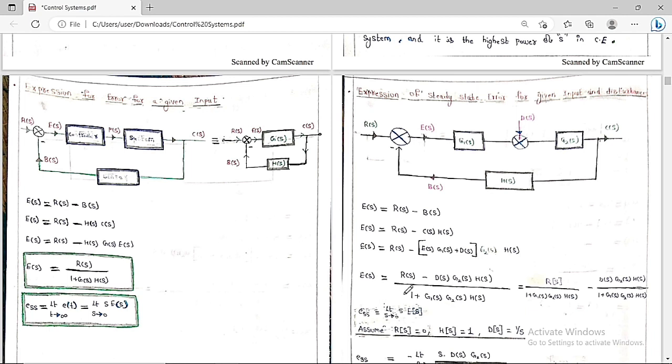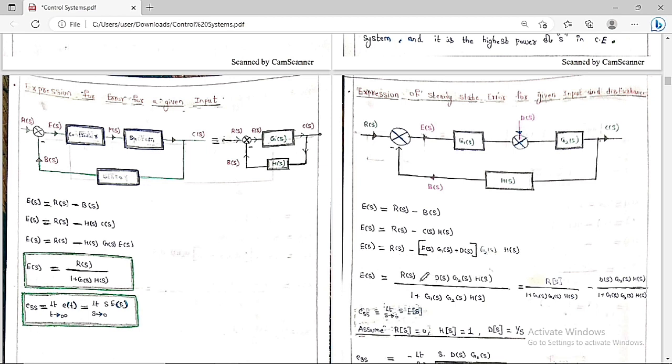So this is all about the E of s that we are going to get, which is equal to R of s minus D of s into G2 of s into H of s by 1 plus G1 of s, G2 of s, H of s. So this is the overall expression of the steady state error with the help of input as well as the disturbance. You can see clearly R of s is the Laplace transform of input and D of s is the Laplace transform of the disturbance. So the output is going to include both the input as well as the disturbance.